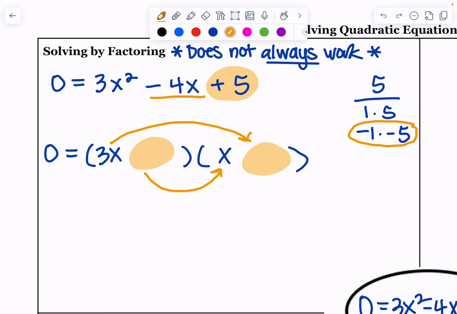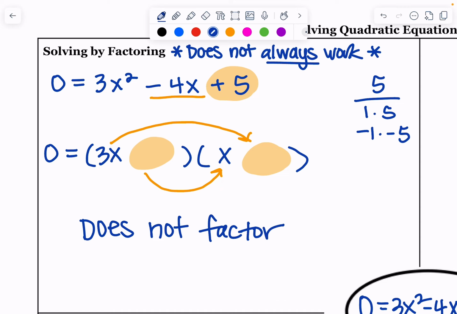Because 5 is prime, these are the only two options, and if I plugged in +1 and +5, there's no way I could combine to get -4x, so this one does not factor. That does not mean necessarily that this equation does not have a solution. It just means that it doesn't factor.